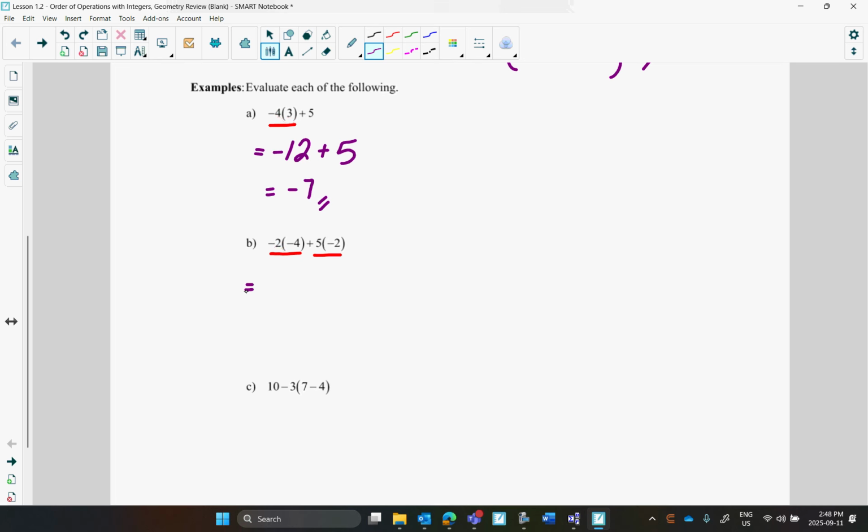So -2 times -4 is 8, plus 5 times -2 is -10. And normally we would keep it in parentheses to keep these separate, but if you write it like this, it's fine. Because we're going to be changing this to what? Minus. So we had multiplication and addition, but we also had subtraction as we were moving down. And our final answer? -2. See if you can do C.